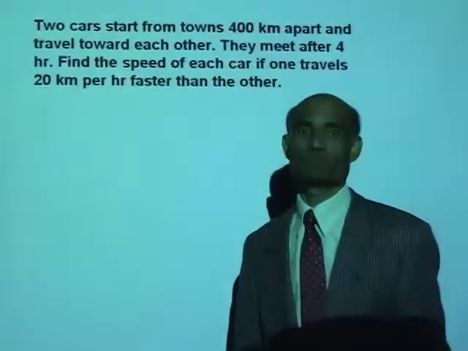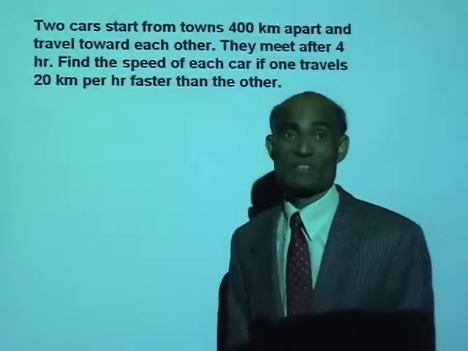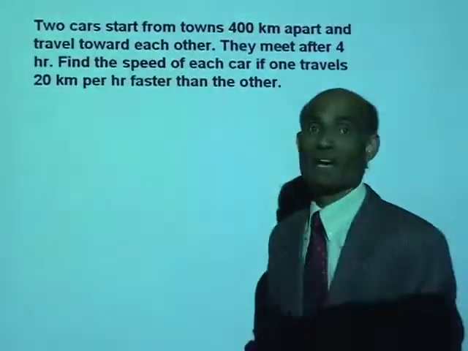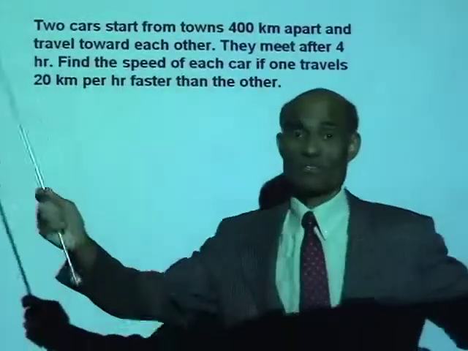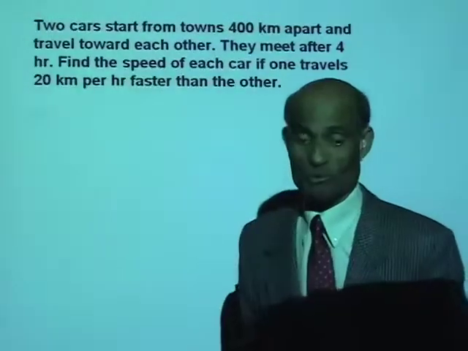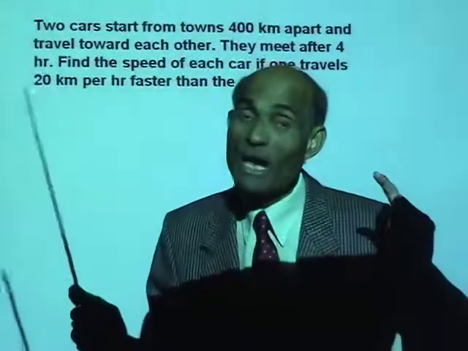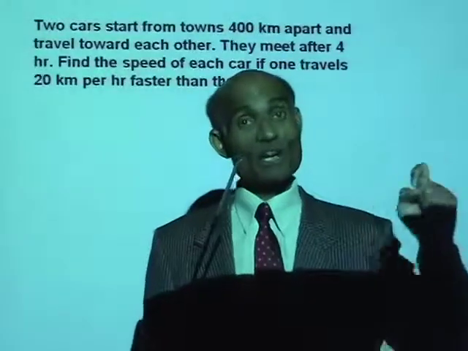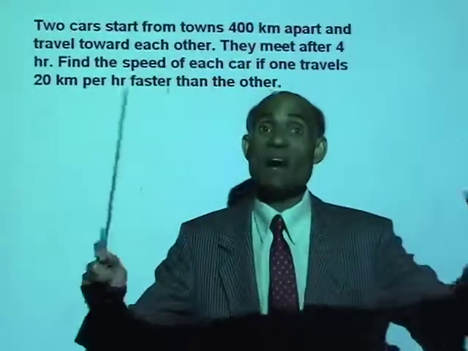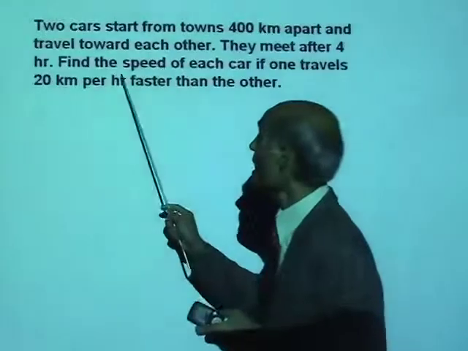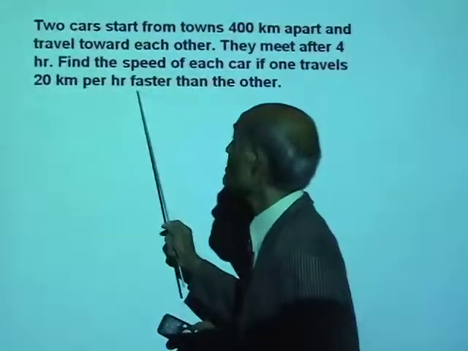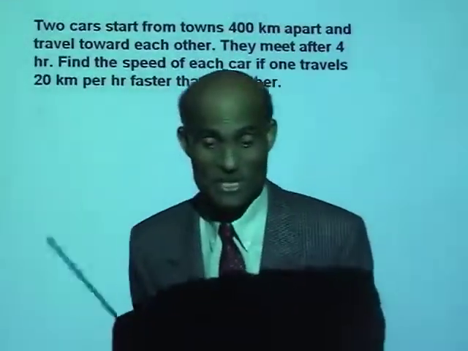All right, another one. Two cars start from towns that are 400 kilometers apart and travel toward each other. They're traveling towards each other. They meet after 4 hours. That means car 1 has been traveling for 4 hours. Car 2 also has been traveling for 4 hours. Is that right? They meet after 4 hours. Now find the speed of each car if one travels 20 kilometers per hour faster than the other.